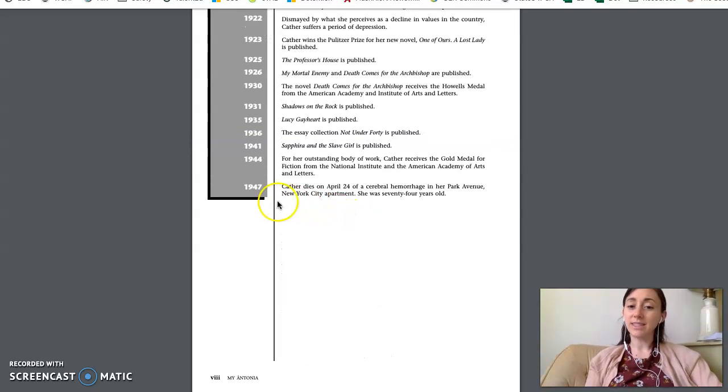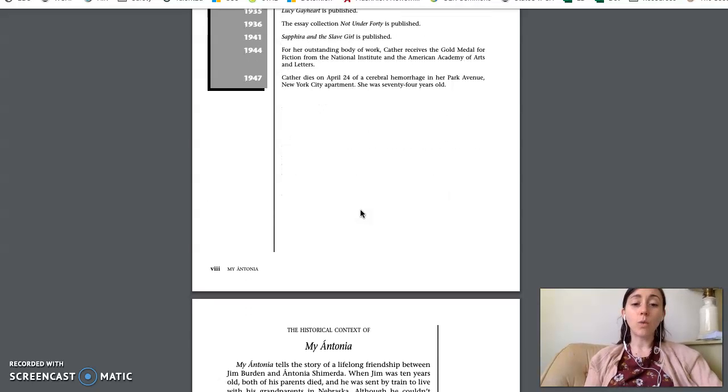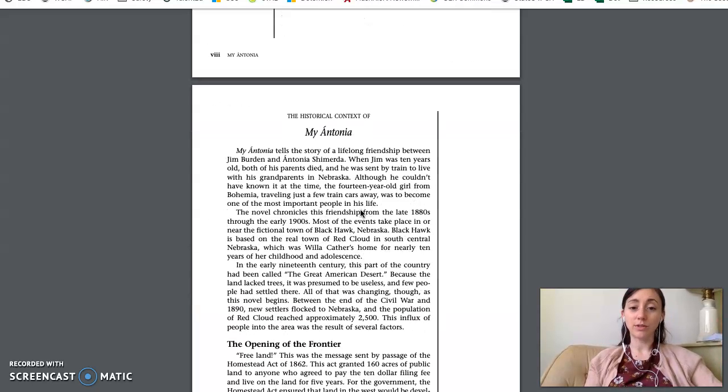So she lived until 1947, and she had a cerebral hemorrhage, and she lived in New York City, and she was 74 years old. So it was a pretty full life, and she was well known, and this is one of her most famous novels. So that's what we're going to read.